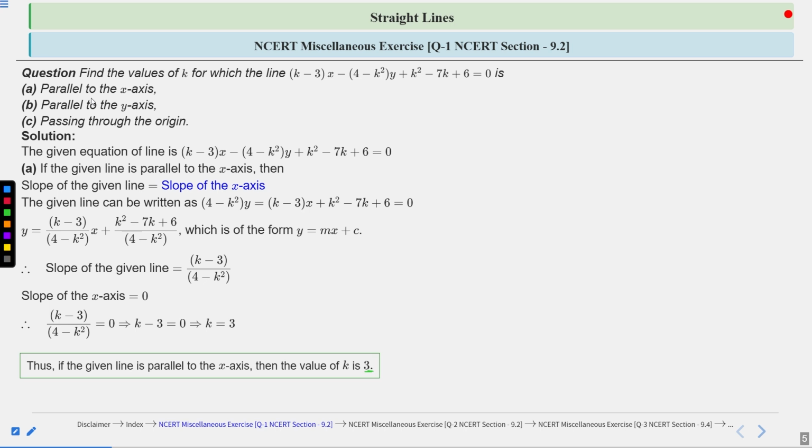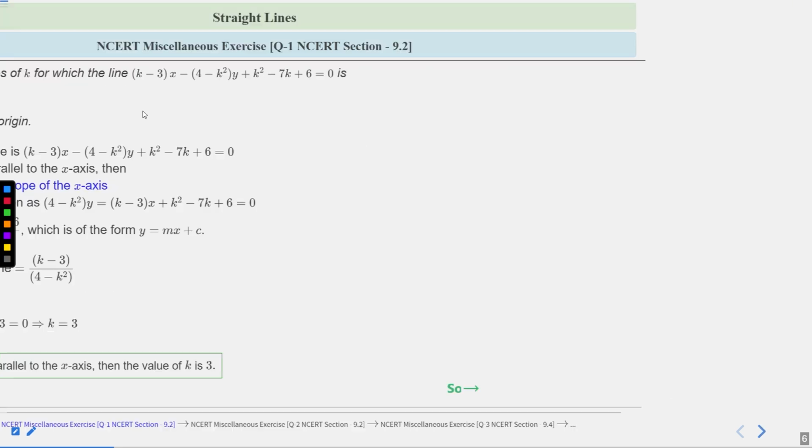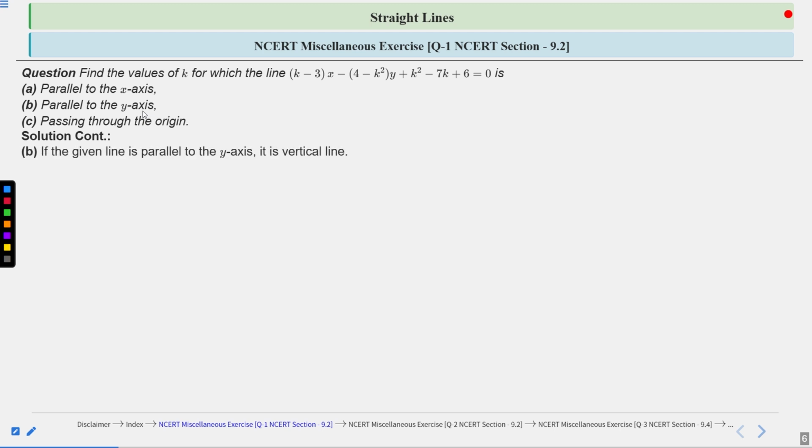Now we will take the condition that the given line is parallel to the y axis, which means it is a vertical line. In the Cartesian plane, the y axis is a vertical line and the x axis is a horizontal line. So we are taking the condition that the given line is parallel to the y axis.